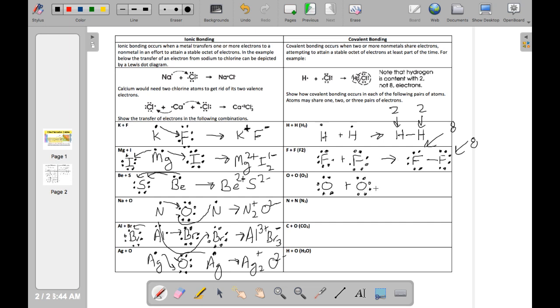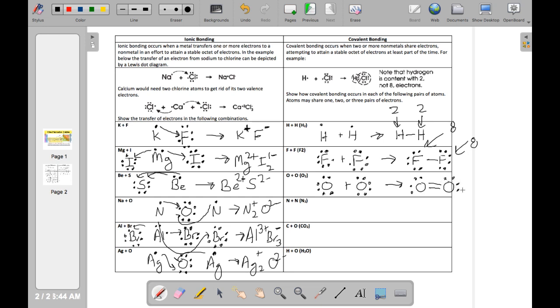Well, think about this for a second. This is actually going to have to be double bonded because they want 8. So I can bond it like this. All right. And I could also bond it with another bond. That's 1, 2, 3, 4, 5, 6, 7, 8.